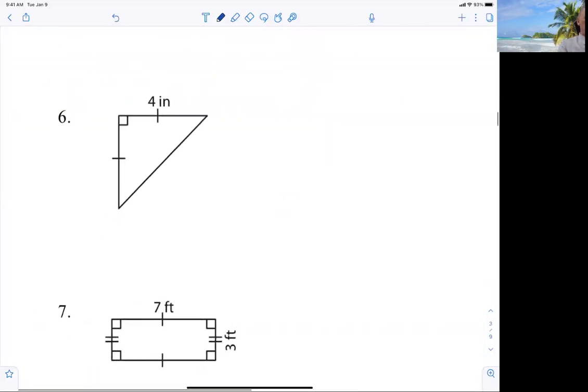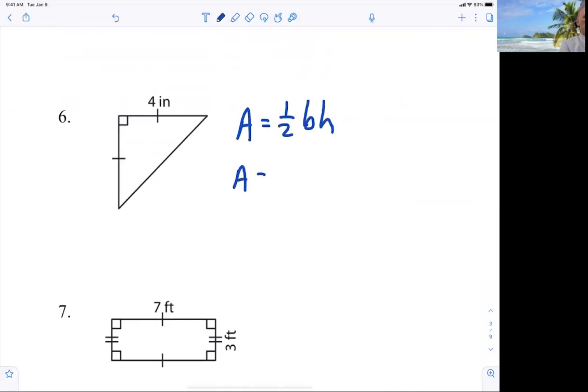Here we go. Number 6 is called a what? No, we got Luca. Go. So what's the formula? Yep. And what are the base and the height here? That's right. And so what is that? Yes. 8 inches squared.